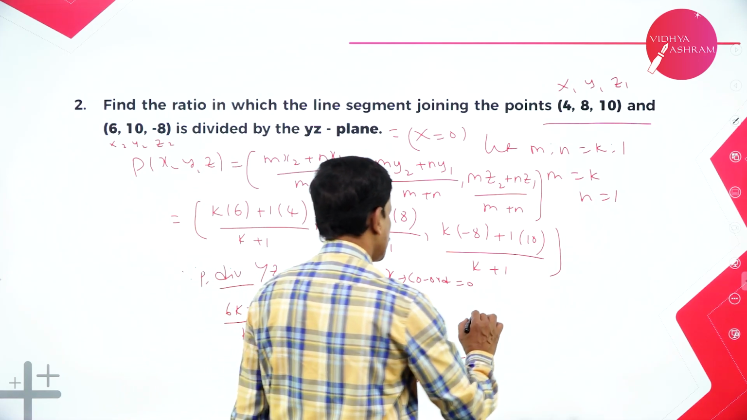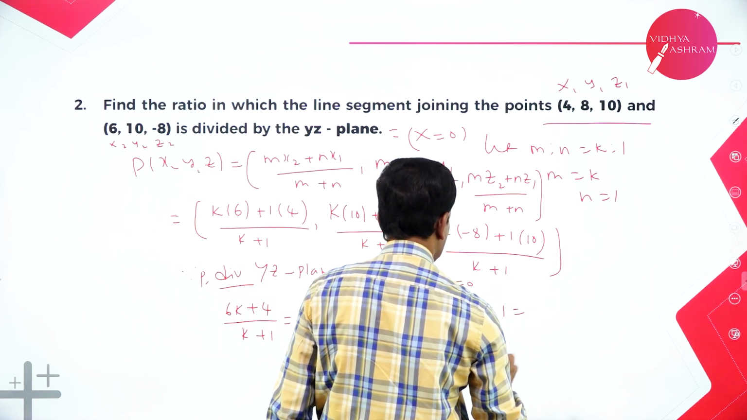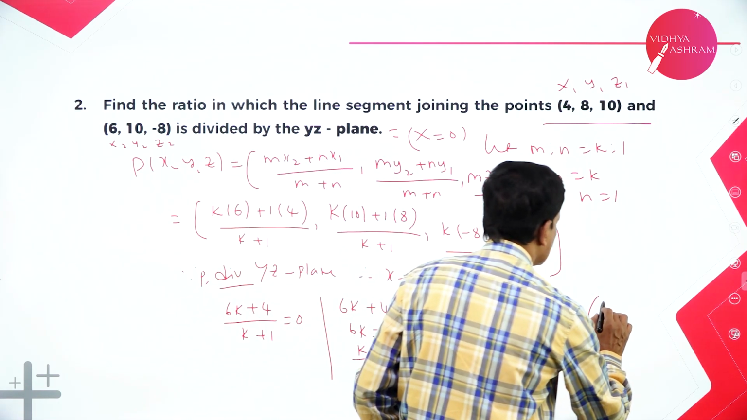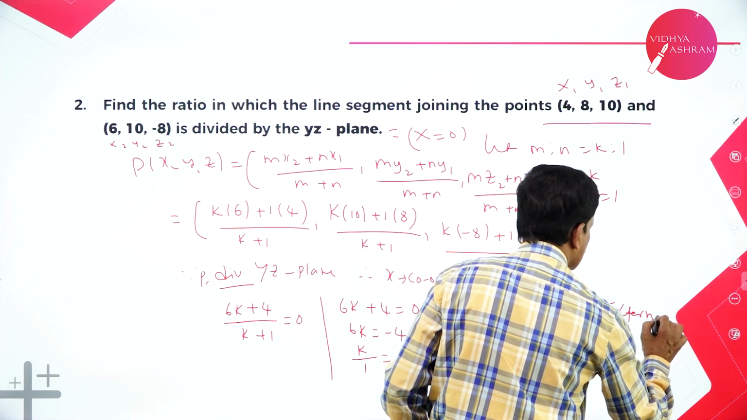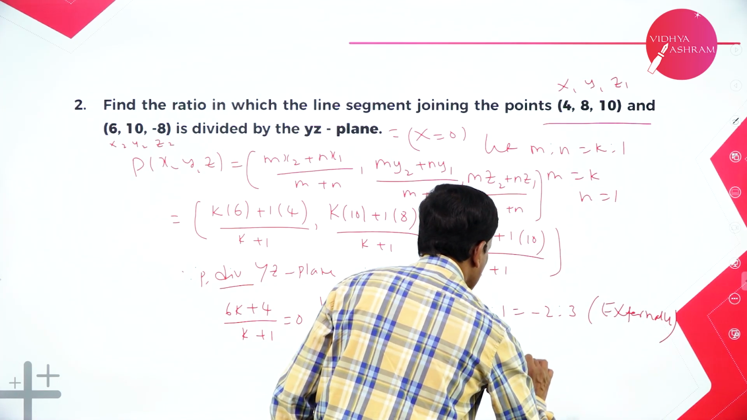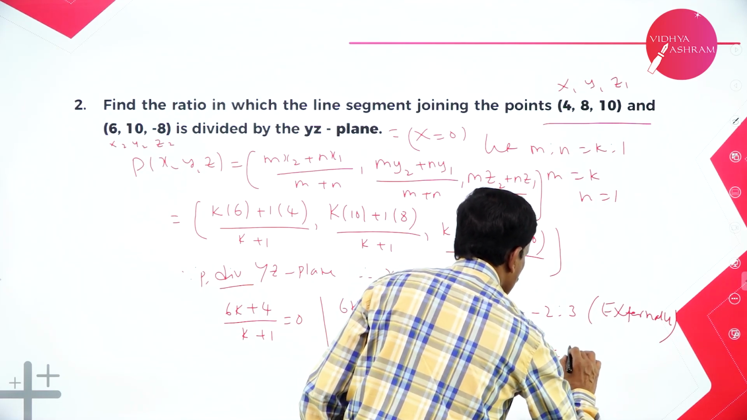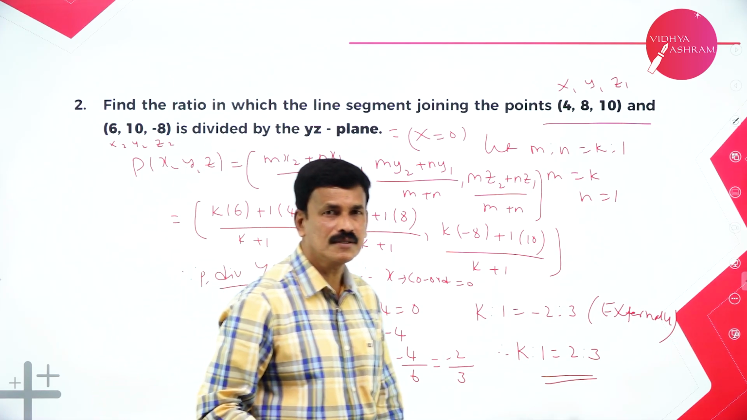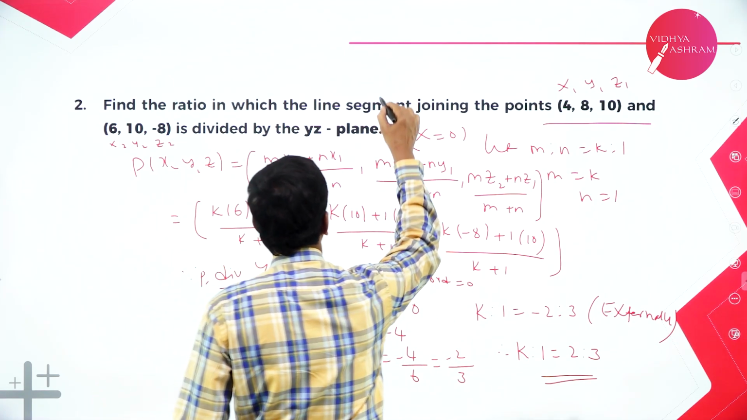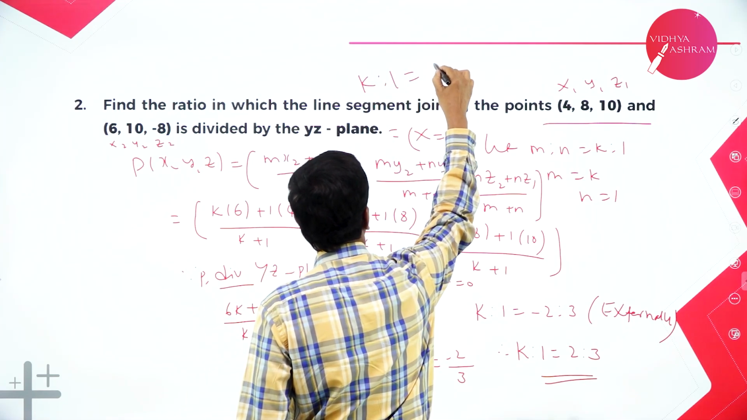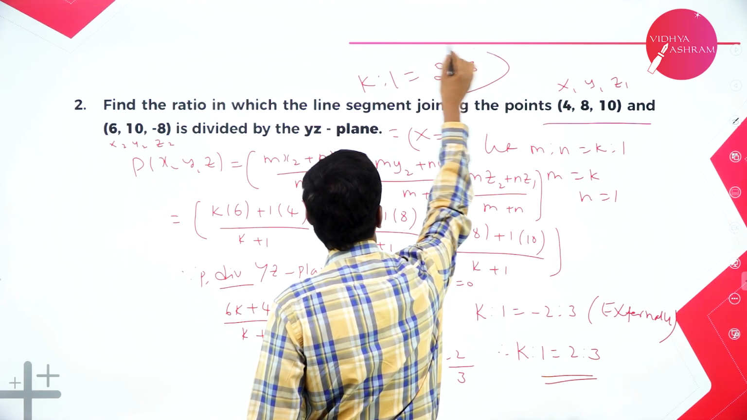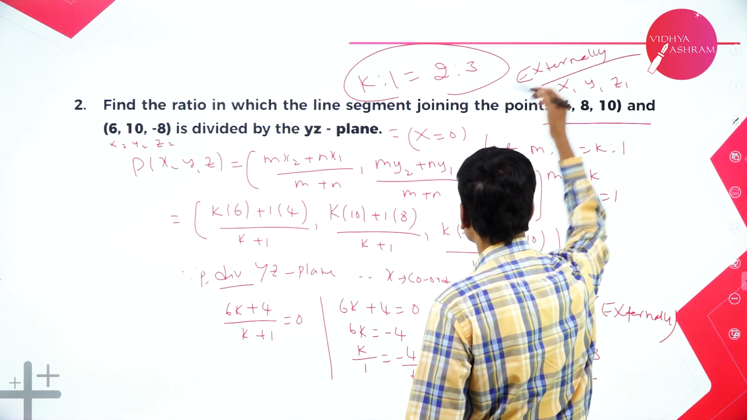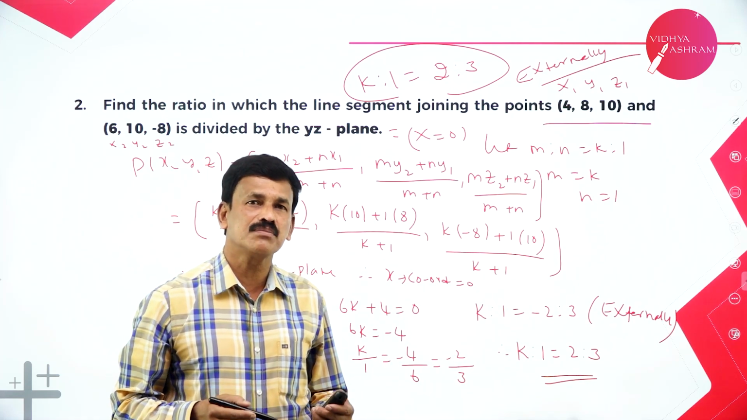So k is to 1 is equal to -2 is to 3, and the negative sign indicates that it is dividing externally. So this is an external division. Therefore, the required answer is k is to 1 is equal to 2 is to 3. The ratio is 2 is to 3, dividing externally. That's it. This is how we are going to solve this type of problem.